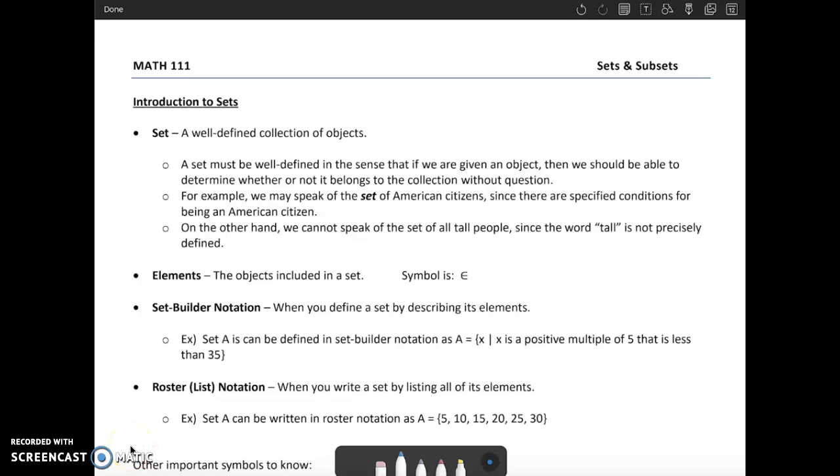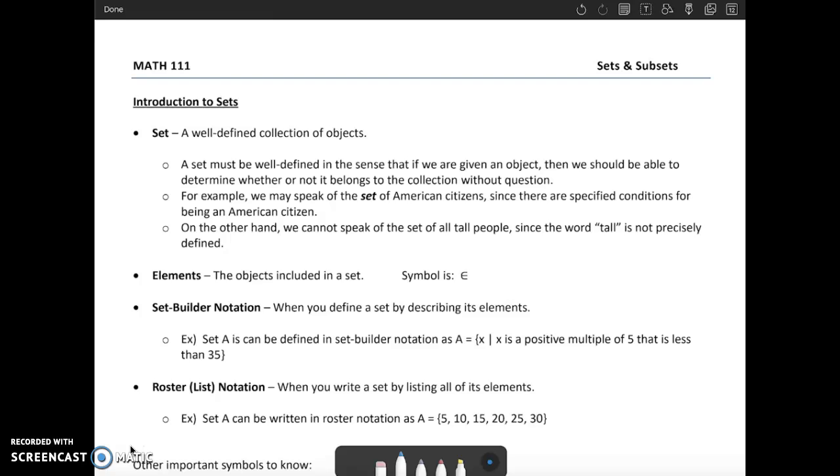Hi, so today we're going to be talking about sets and subsets. So first we have to define what is a set. And a set is a well-defined collection of objects. So what do we mean by well-defined? That is basically saying that if you are given an object, you should be able to determine whether or not it belongs to this collection without question.